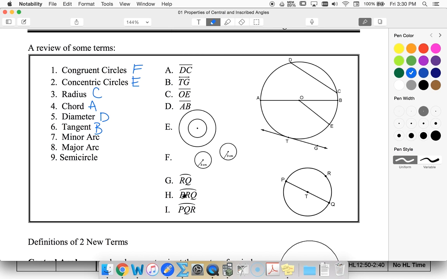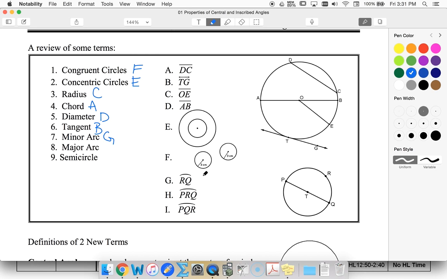So if we look here, we've got PRQ, so PRQ right there. And we've got PQR this way. So I would say here, when we talk about minor arc, we're looking at PR. So, in this case, RQ. There's RQ is the minor arc. It's the smaller one.